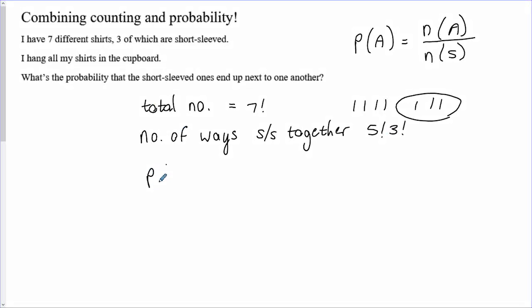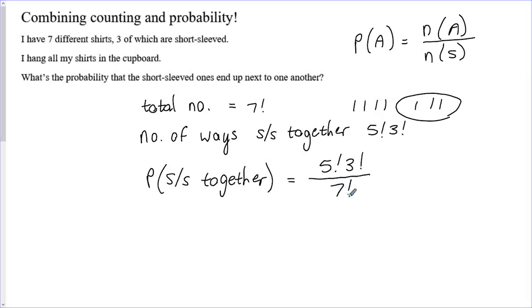So now the probability of the short-sleeved shirts being together, and here's where we use this formula, is the number of ways they can be together, which is 5 factorial times 3 factorial, divided by the total number of arrangements, which is 7 factorial. This is actually quite easily worked out in one's head, because 7 factorial is 7 times 6 times 5 factorial. 3 factorial happens to be 6, and so we've got 5 factorial times 6 on the numerator. The 5 factorials cancel, the sixes cancel, and in fact, I get a final answer of 1/7.